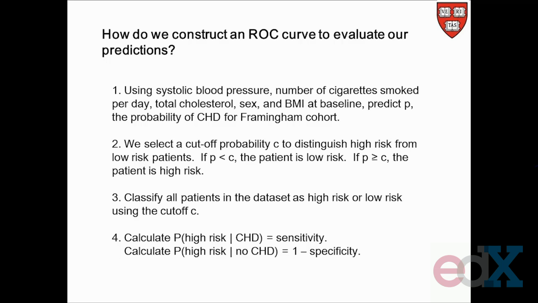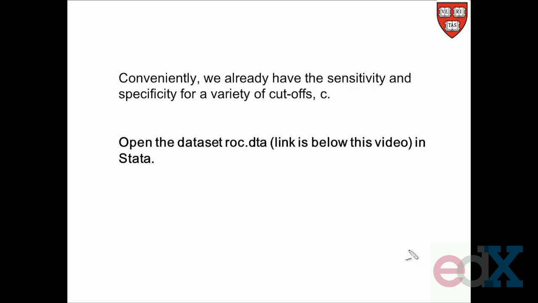So now we can bring in the idea of sensitivity and specificity. For a given cutoff, I can take the probability that someone is high risk, given that they have CHD, and define this as sensitivity. And then for specificity, I can say the probability that someone is high risk, given that they don't have CHD, is going to essentially be 1 minus specificity. So as I said before, I've already constructed a data set for you that contains the sensitivity and specificity for a variety of different cutoffs.